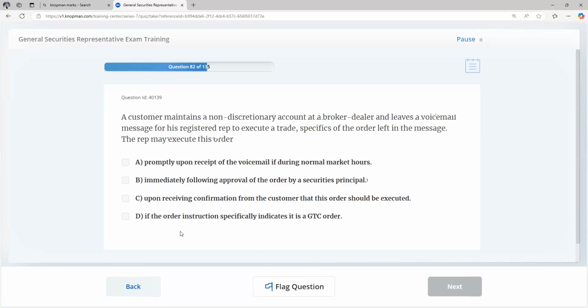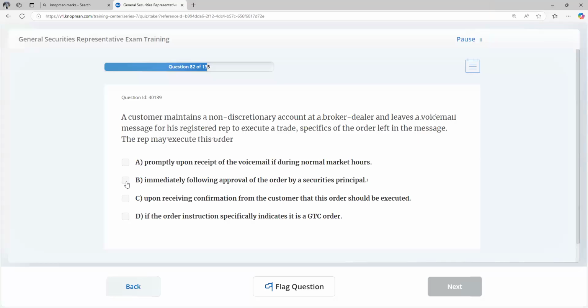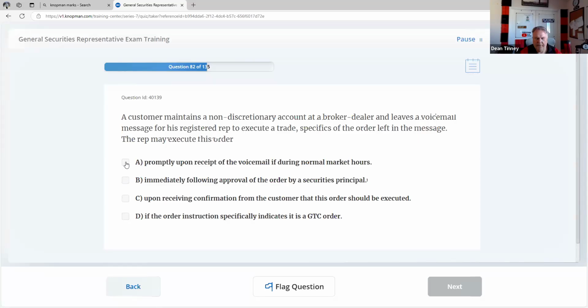Yeah, as long as we're sure it's him, I'm with you. Another funky one. I kind of think that you need the principal. The option: upon receiving confirmation from the customer that this order should be executed. What do you like? Go check with our principal? I like A or B. Make your pick, and then I'll make my pick.